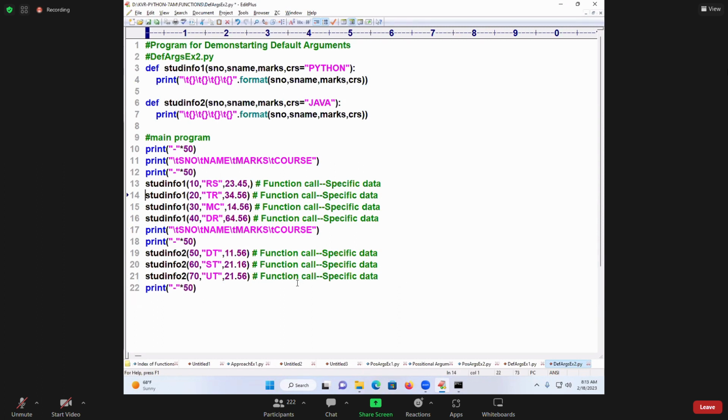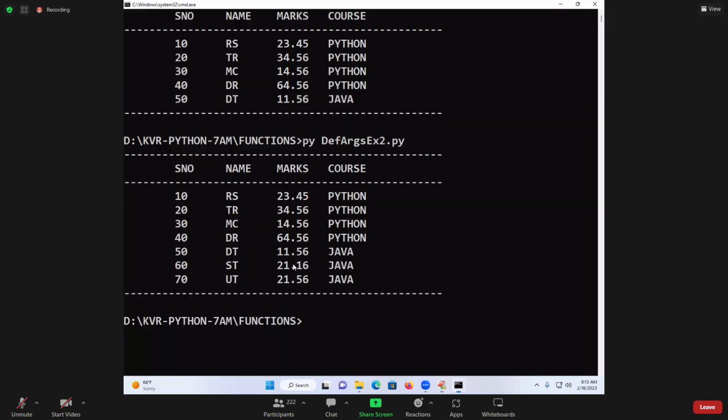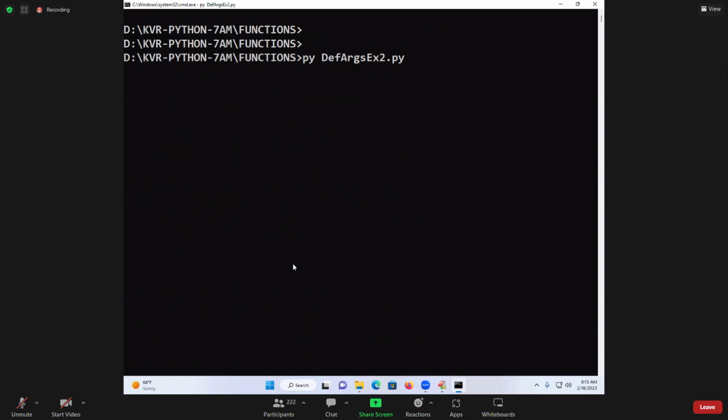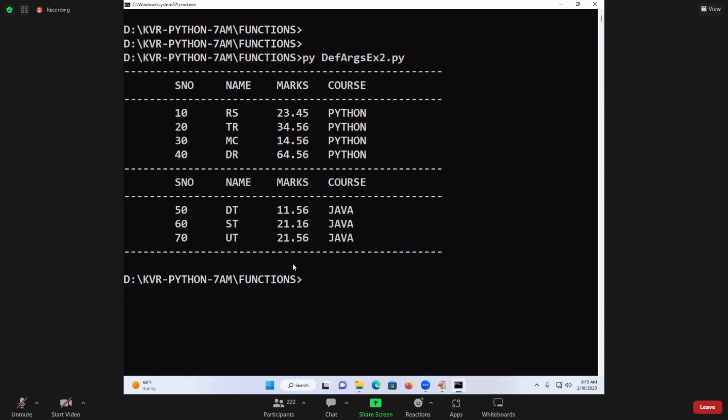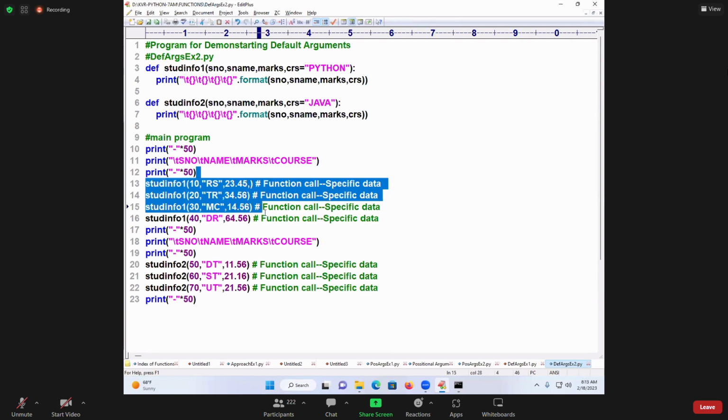Think about it seriously. Now I am writing specific data. You take care about this. Now you try to run it. So here I am going to write it. You try to run it. What is happening? Java students, Python students, Python students. So because of this coding, what is happening? We are able to eliminate common data transferring all the times.